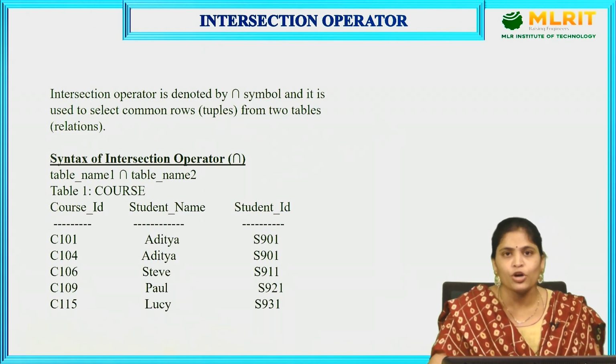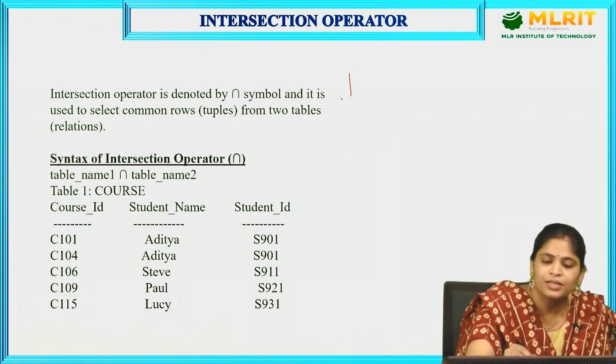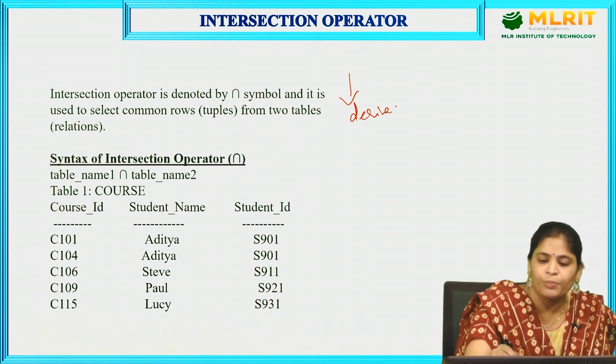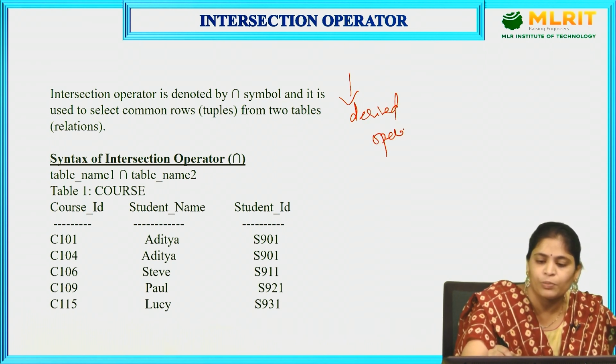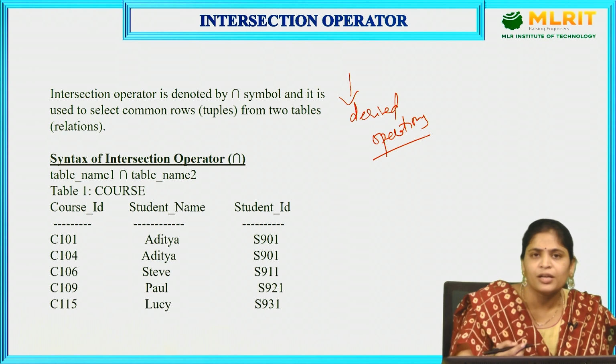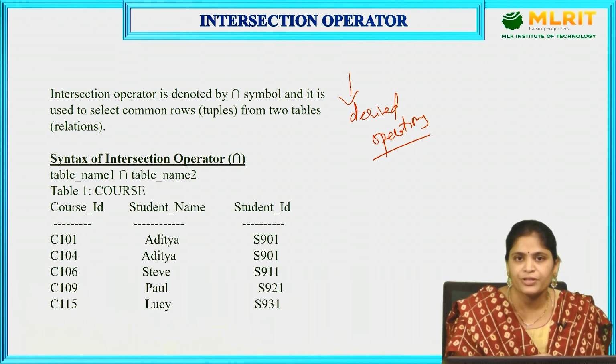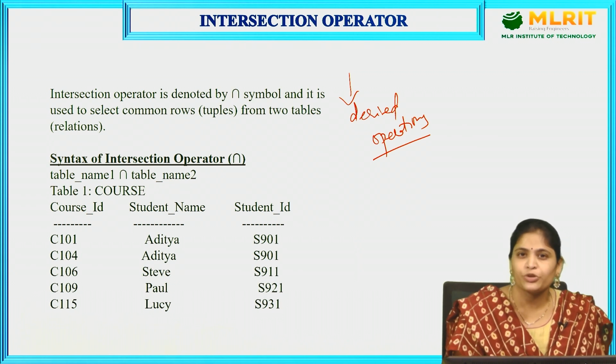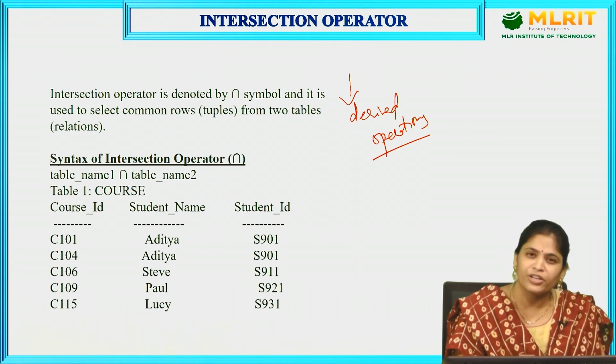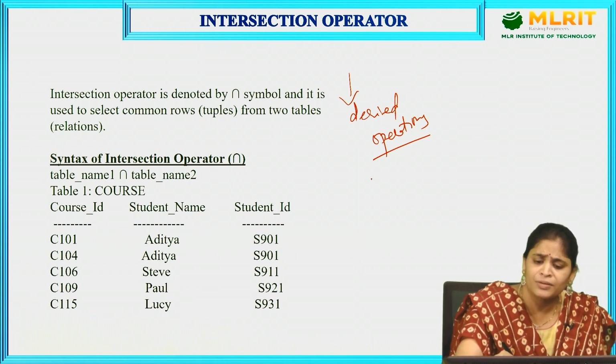Next, the intersection operator. This is nothing but a derived operation. Here we have basic operations. As I said, we have 6 basic operations: select operator, project, union, set difference, rename and Cartesian product. The derived operations include intersection, and some join operations, left outer join, right outer join, and the division operator.